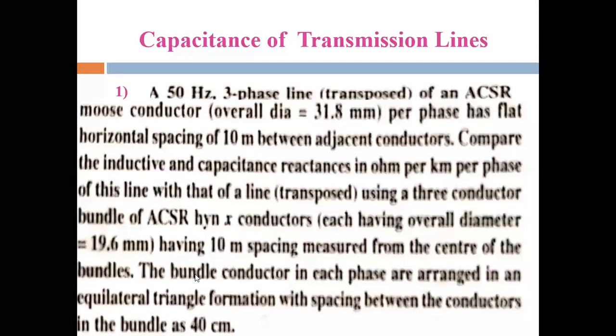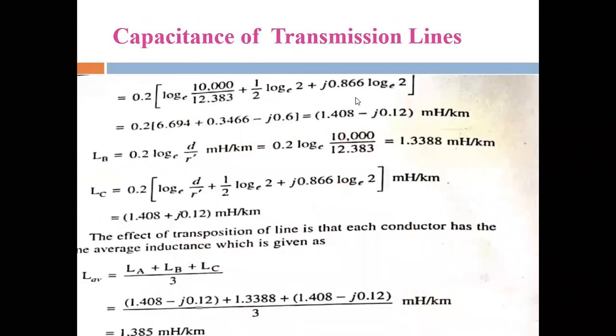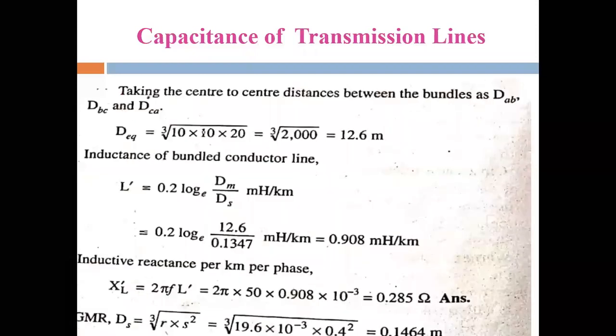What is that radius? The radius of that conductor, R, is equal to 31.8 by 2, which is 15.9 millimeters. That is the radius of that conductor. Then we substitute that radius into R into S square, with S as 0.4 square, and we obtain 0.1464.